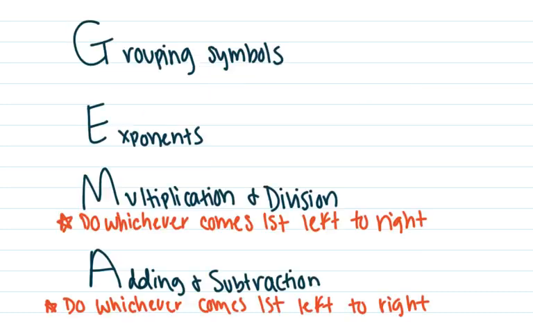So first of all, what's the order? Well, one way to help you remember the order is GEMA. GEMA stands for grouping symbols, exponents, multiplication, division, and then adding and subtraction. So let's talk about what all these different things are.